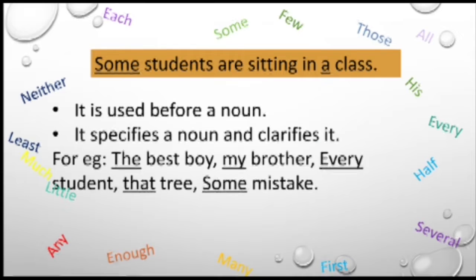In case there is an adjective before a noun, then we place the determiner before the adjective. You can see the first example given by me, the best boy. Here the best is an adjective for boy, so we are using determiner the before best. Kids, I hope you have understood what are determiners. Let's study the types of determiners.